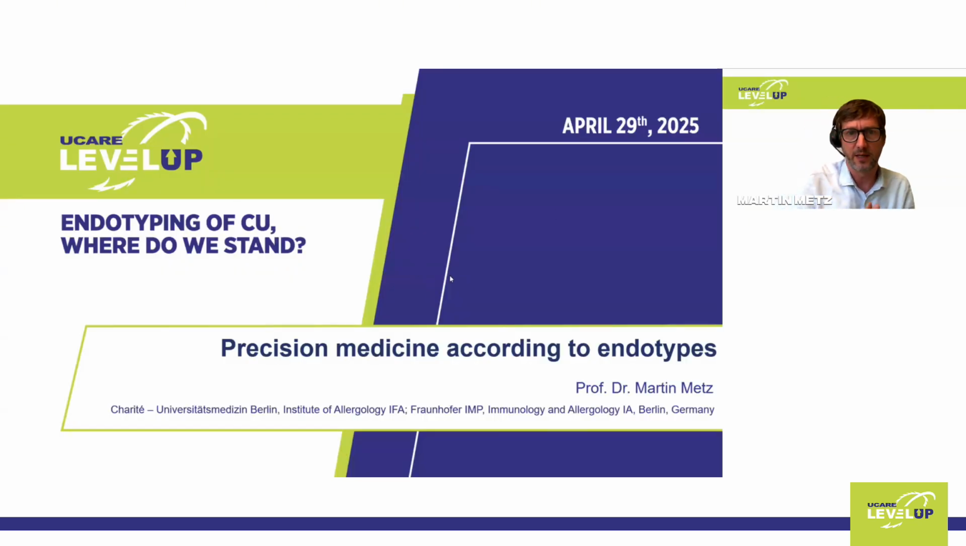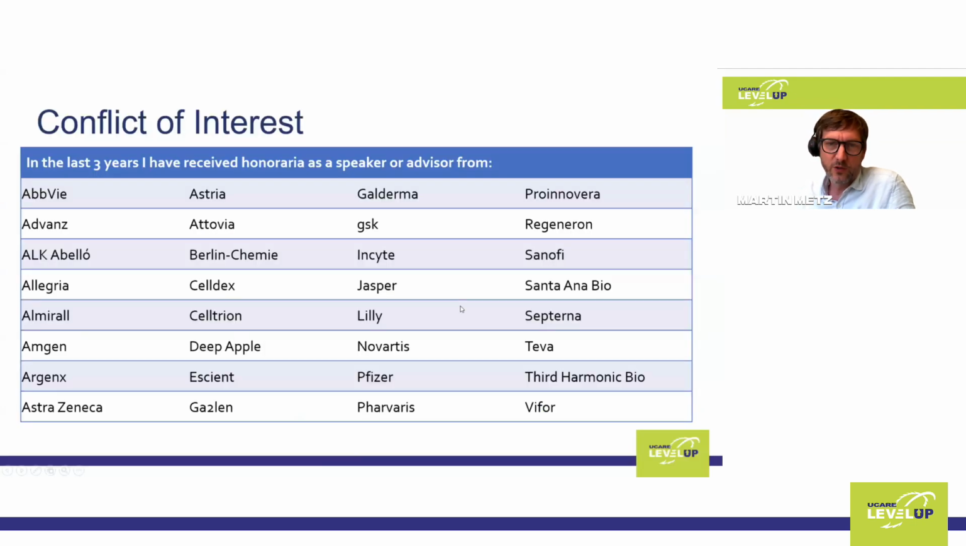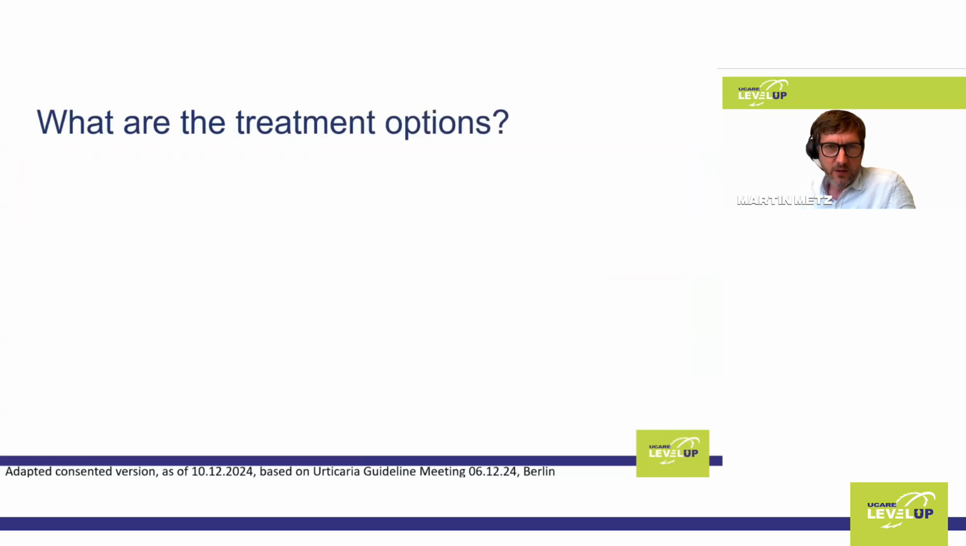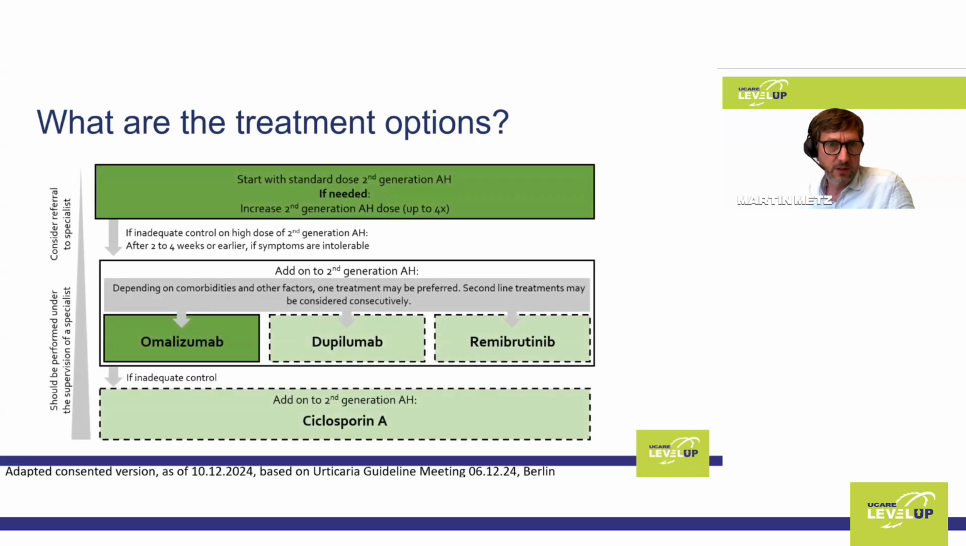start with my presentation. And I got the nice title of Precision Medicine According to Endotypes. I mean, this is, of course, exciting if you have the possibilities. So what I will try to do is see if we do have these possibilities yet. And to do so, we have to look at our current treatment options.